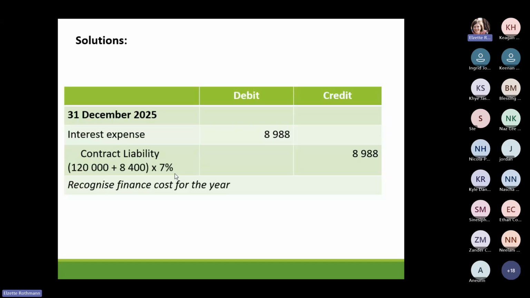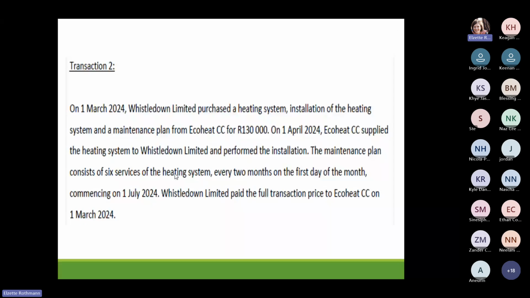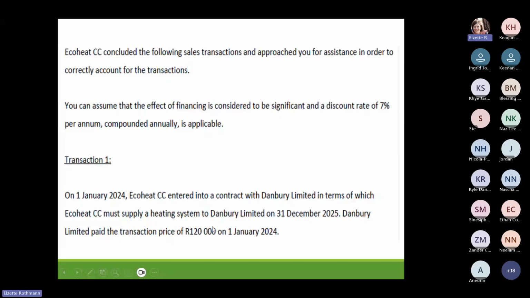And now lastly, also on this date, the 31st of December, we can recognize revenue. Because if we jump back to the question, they tell us at transaction 1 that they must supply the heating system on 31 December 2025. So we first charge interest for the 2024 year and the 2025 year. And now we can recognize revenue because on the 31st of December 2025, Eco Heat CC will supply the heating system.